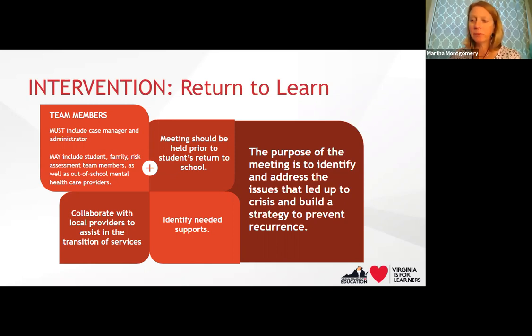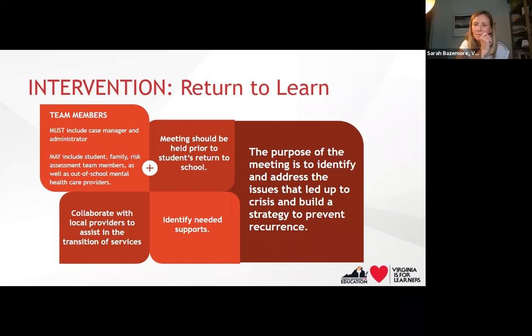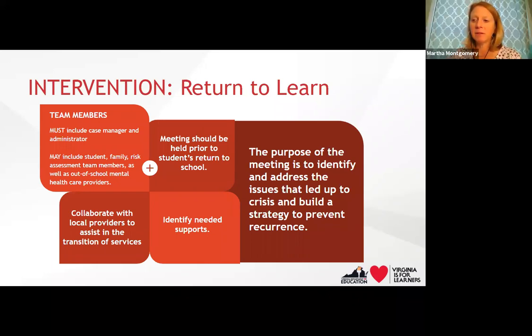Additional team members certainly would include the student, any appropriate family members, any appropriate suicide risk assessment team members, as well as any out of school or community mental health care providers. We always want to encourage that communication between our community providers and our school personnel. And the purpose of the meeting is really working towards identifying and addressing the issues that led to the crisis and building a strategy to prevent reoccurrence and not getting to that crisis situation.